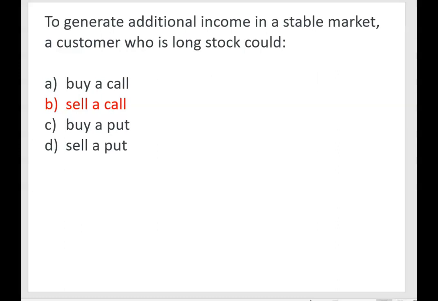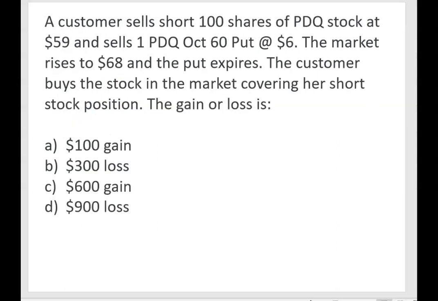Let's try our next question. A customer sells short 100 shares of PDQ stock at $59 and sells one PDQ October 60 put at $6. The market rises to $68 and the put expires. The customer buys the position in the market covering her short stock position. The gain or loss is A, $100, B, $300 loss, C, $600 gain, or D, $900 loss.